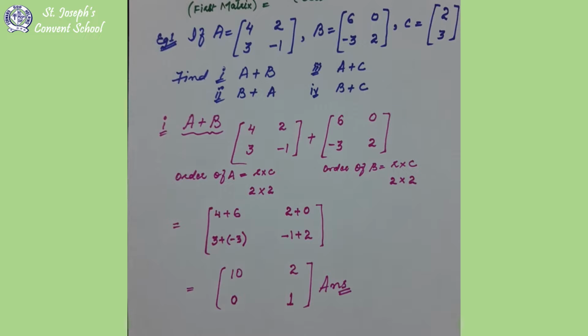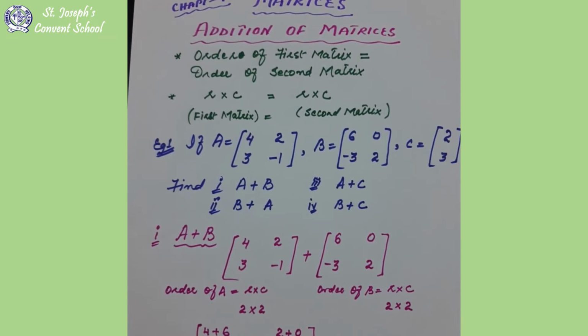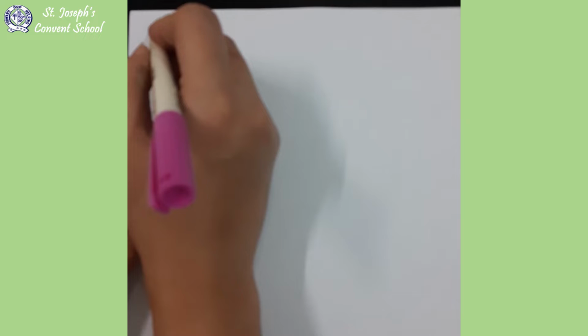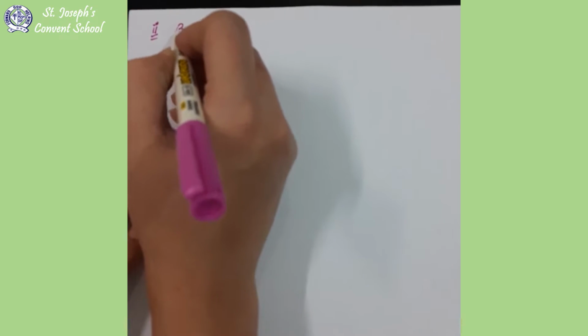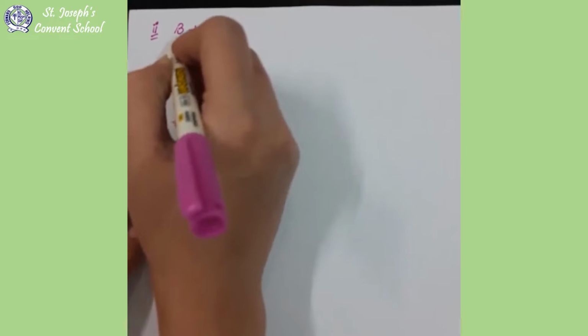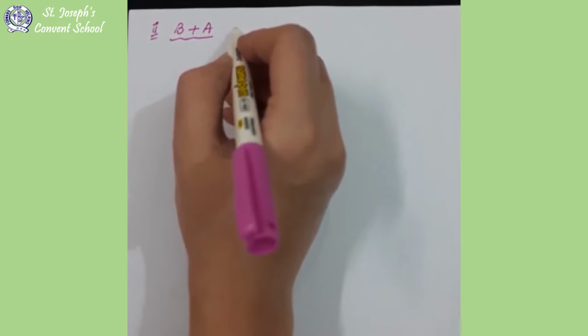Now let's do the second part of the question. The second part of the question is B plus A. So we will add B and A. Let's add these two matrices. Matrix B first.